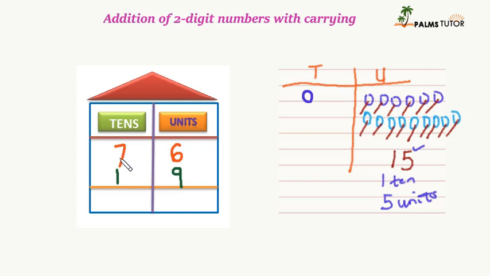Add the next number, which is 7. We count 1, 2, 3, 4, 5, 6, 7. The next number is 1. We draw 1 circle. Time to count together. 1 ten, 2 tens, 3 tens, 4 tens, 5 tens, 6 tens, 7 tens, 8 tens, 9 tens. There are 9 tens in the tens place. So 76 plus 19 is 9 tens and 5 units.